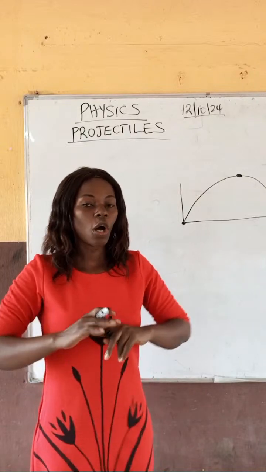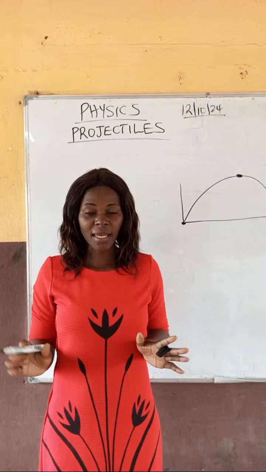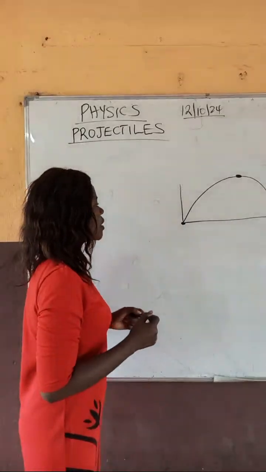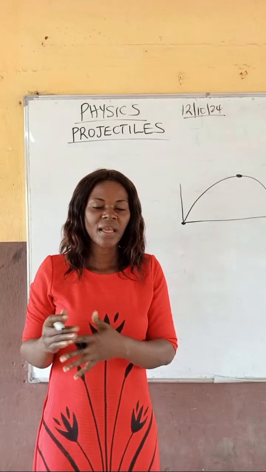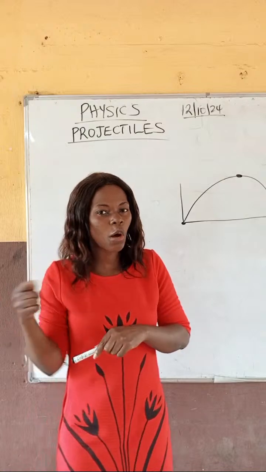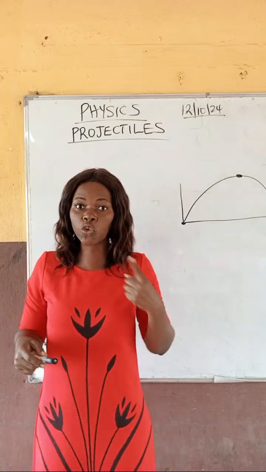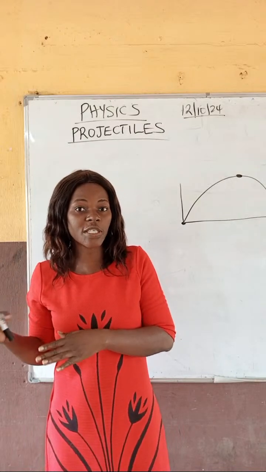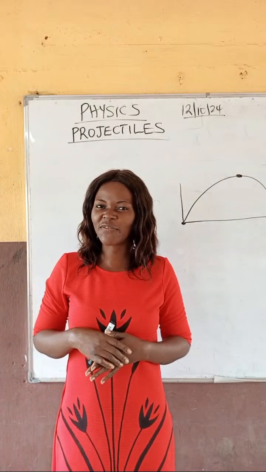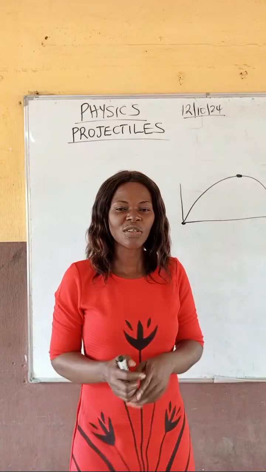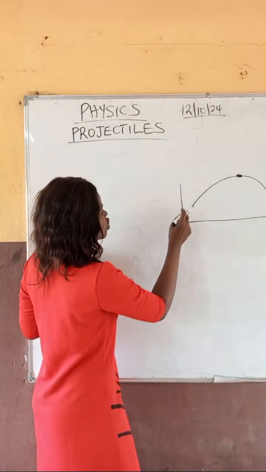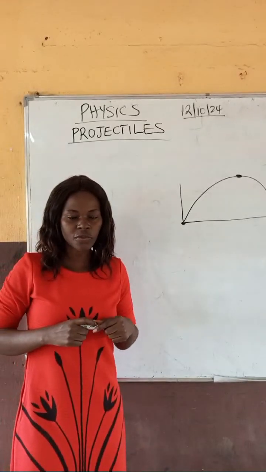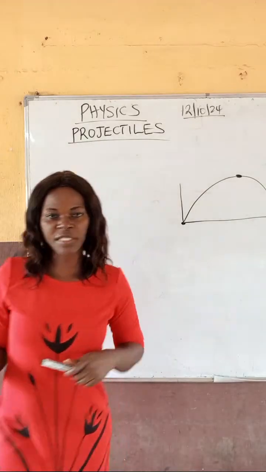But the object on its own is not a projectile, except it is thrown. If you ask what is a projectile, it is that object that is thrown and allowed to move freely on its own under the influence of gravity. What do I mean by that? Once that object is thrown, it's going to move and form this path, then return to the ground. Do we understand? Now let me define what is a projectile.